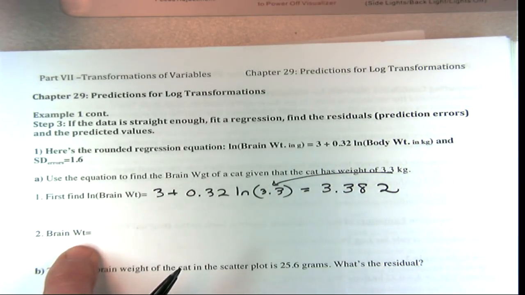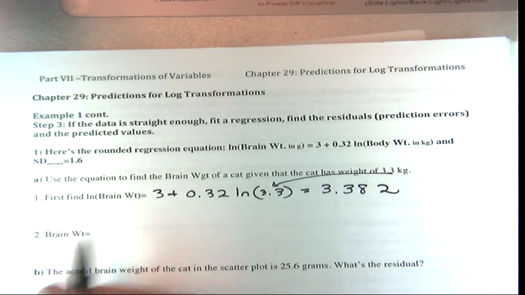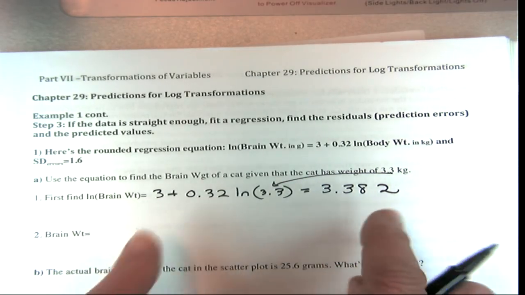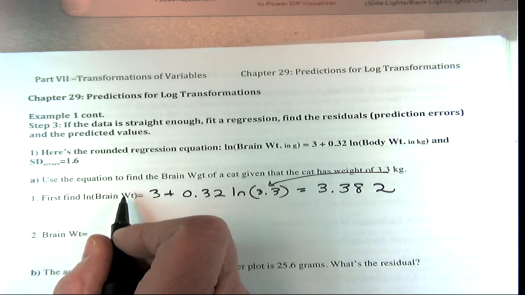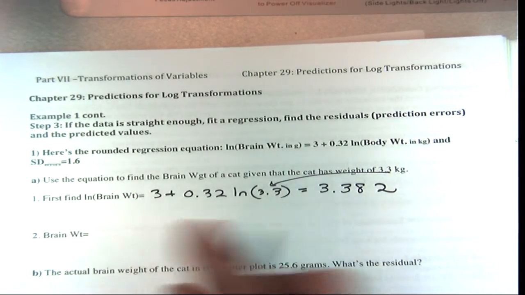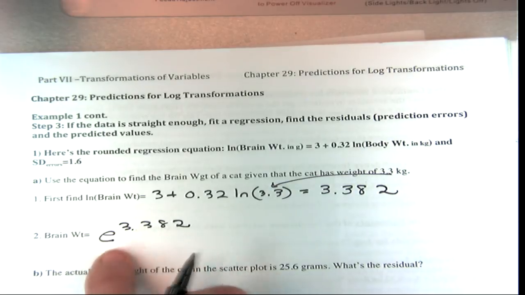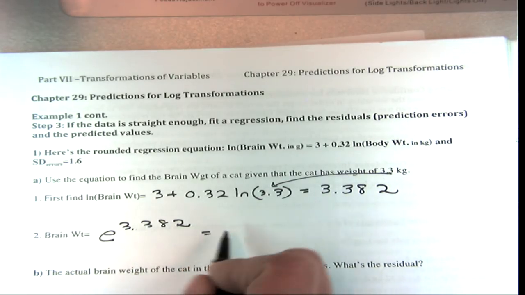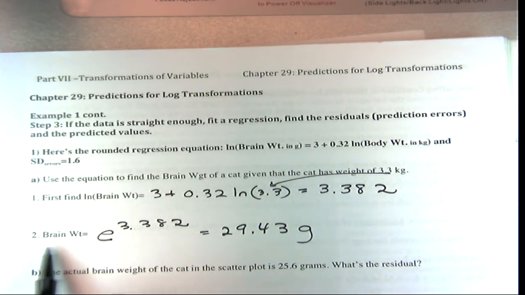But we want the brain weight. So we just have to anti-log both sides, right? So we exponentiate both sides. What all I'm doing is taking e to both sides, okay? So e to the log of the brain weight, that anti-logs it, and you get the brain weight equals e to the 3.382, okay? And that is going to be the brain weight. Now it has units, it's in grams. So if we did that, we get 29.43 grams, okay? So that is the brain weight.